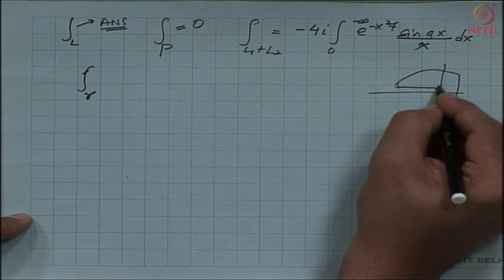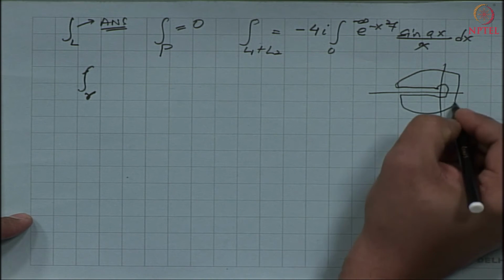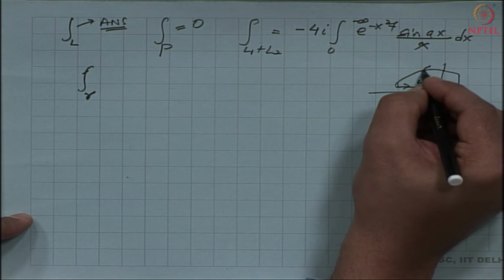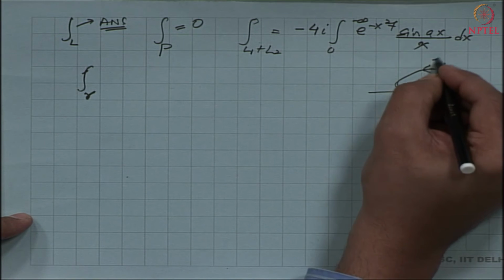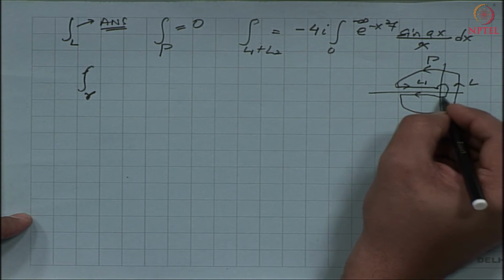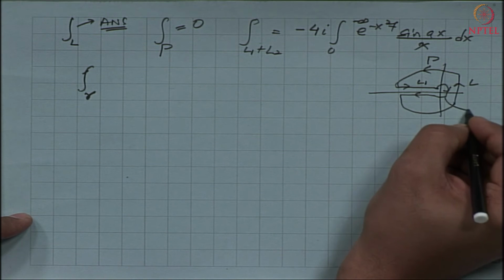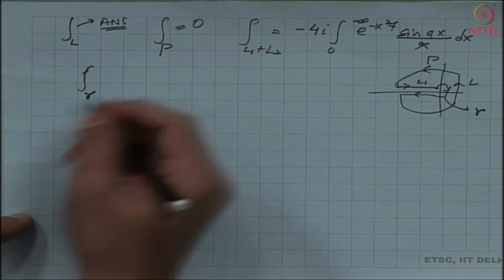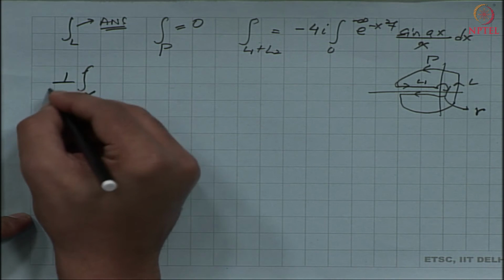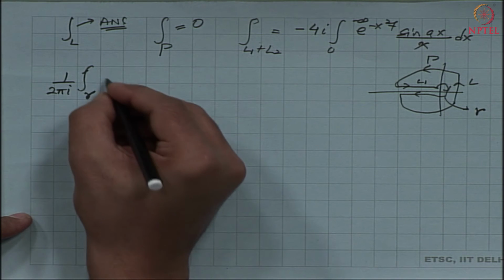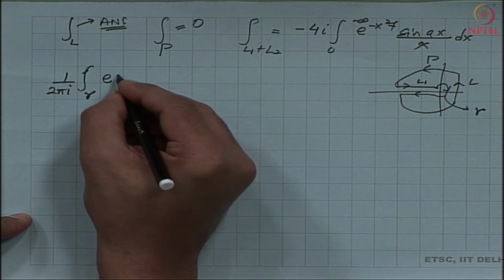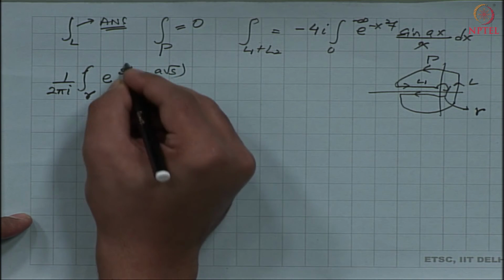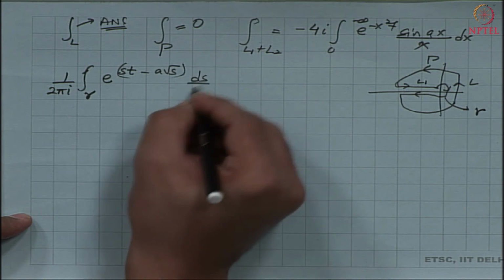So, I have this thing. This is my curve, this is over L, this is over gamma, and the curve I am talking about is small gamma. So, the integral over gamma that I get is 1 by 2 pi i, integral over gamma, of e to the power s t minus a square root s, ds divided by s.